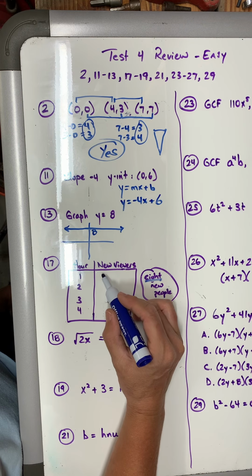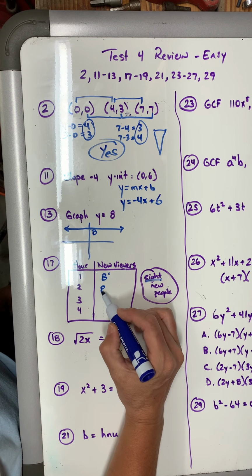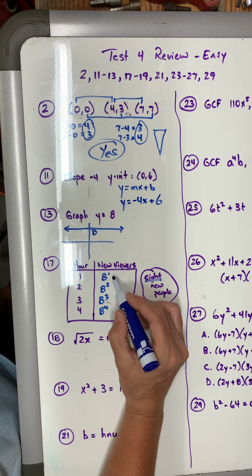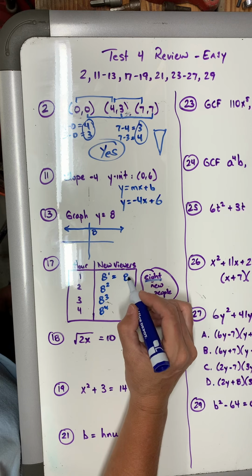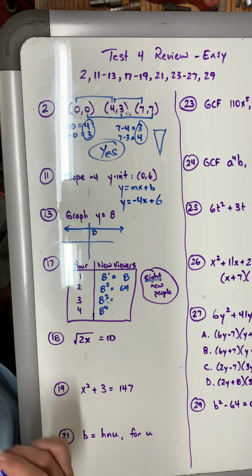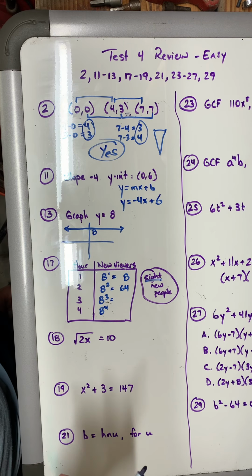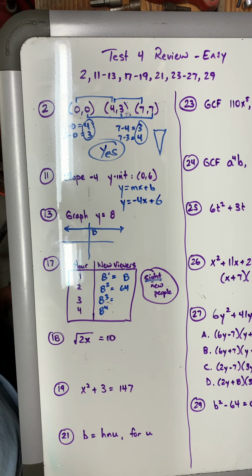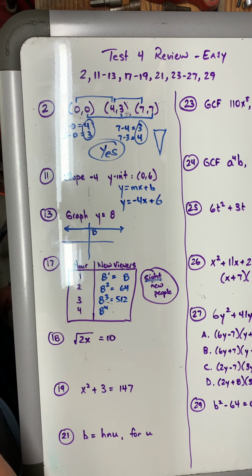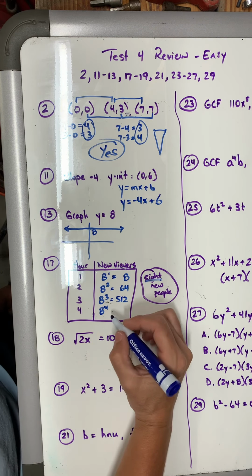So this is going to be 8 to the 1. This is going to be 8 to the 2, 8 to the 3, 8 to the 4. And then all I need to do is put that in my calculator. So this is 8. 8 times 8 is 64. 8 times 8 times 8 is, don't know off the top of my head, 64 times 8, 512, I believe. And then 8 to the 4th is 4096.